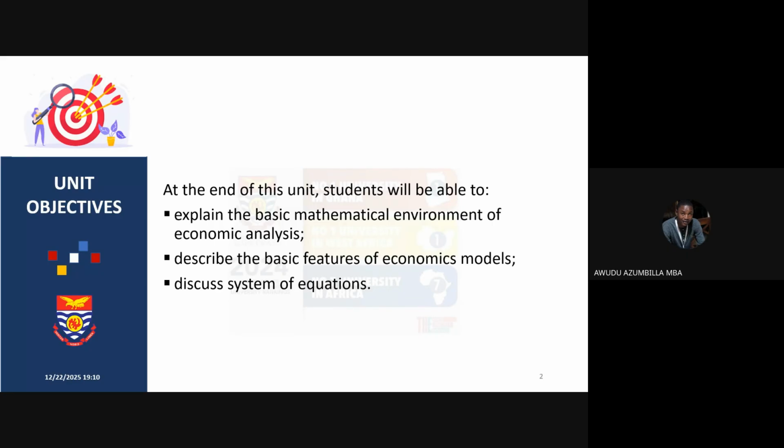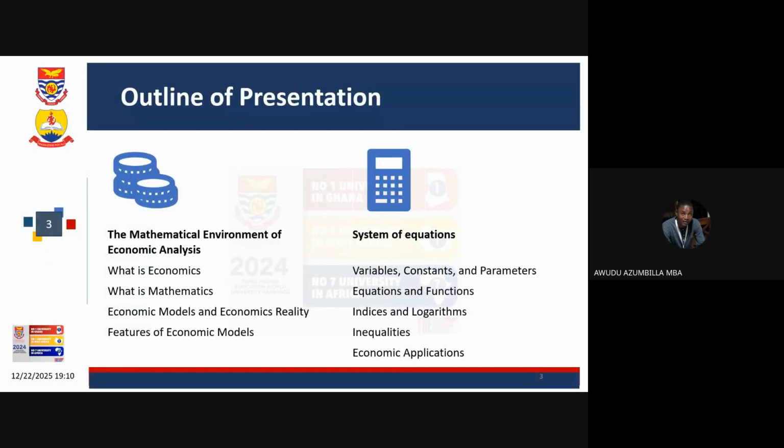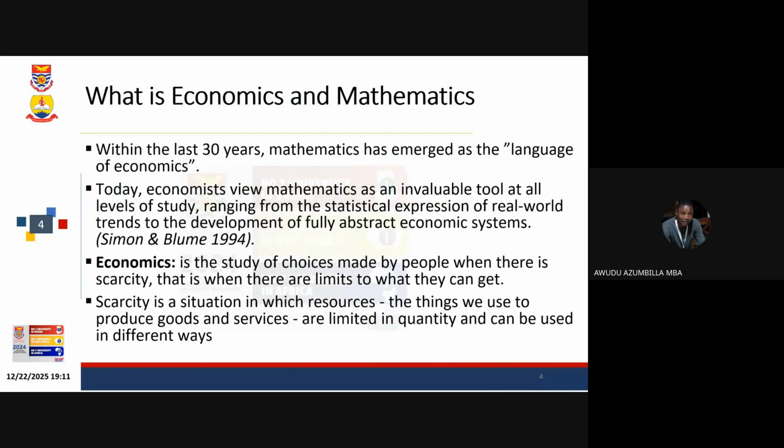Then we'll go ahead to look at economic systems. We are going to put it into two different groups. We are first going to look at the mathematical environment, then we move into the economic system of equations. Under the system of equations, we are going to look at what variables, constants, and parameters are. Then under the mathematical environment, we are going to look at what economics is.